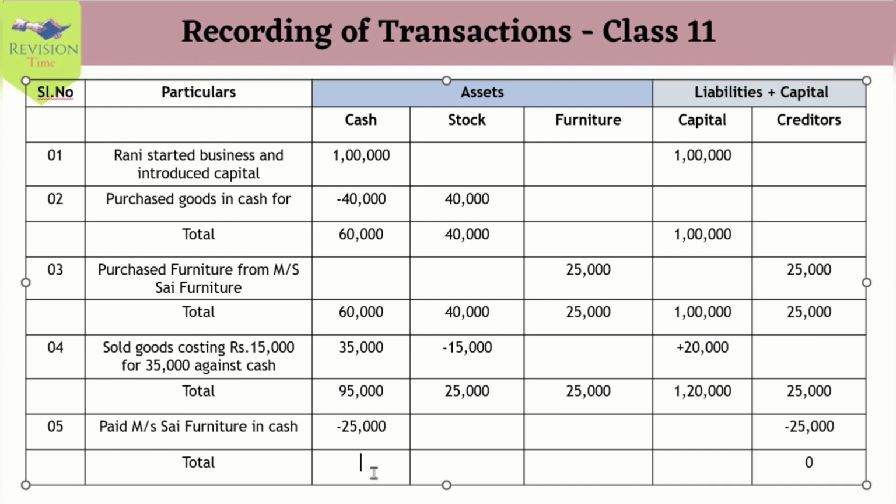Here from 95, 25 is going out. So 70,000 remains with the business. 25,000 we already have with us. Furniture we have 25,000 worth and 1,20,000 capital. Here the accounting equation stands true at the end of the problem. So this is how we have to analyze the transaction and solve them accordingly. Let us move to our next sum.